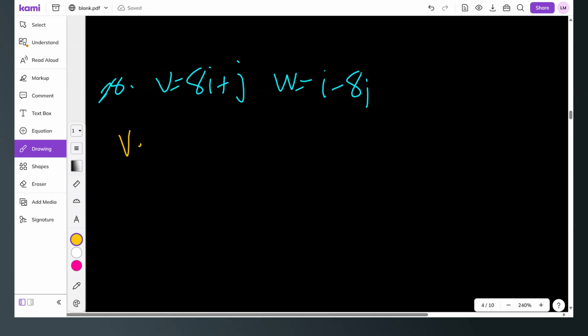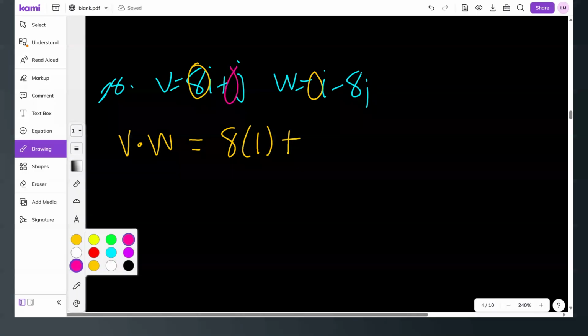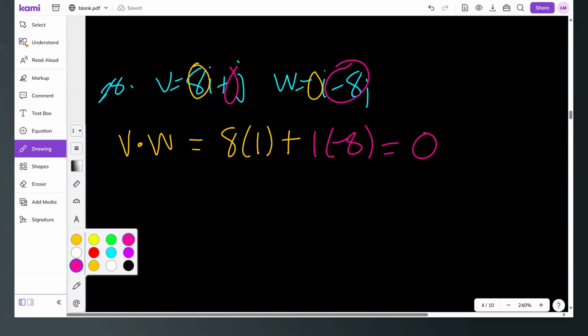Dot product does not mean multiply these two together. We already know how to multiply. Dot product does mean multiply the x's and multiply the y's together and then add them, so you end up with a single number. So I'm going to multiply my x coordinates together, so 8 times 1, plus multiplying my y components together, so 1 times negative 8, and then I add those, so that would be 0. 8 and negative 8 is 0. All right, so that's how you do dot product.